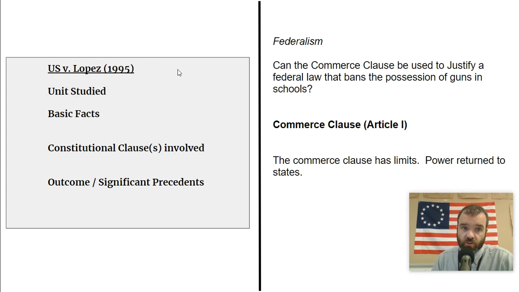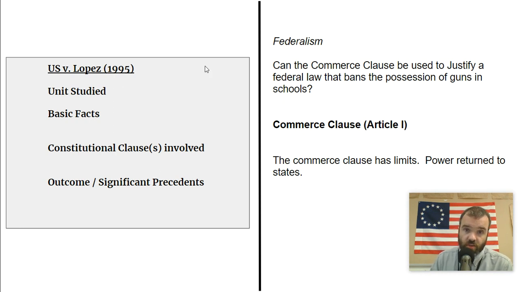Also in our unit on federalism is the case U.S. versus Lopez. And this is kind of a counterbalance to the McCulloch versus Maryland case, so you understand that there are cases that expand the power of the federal government as it relates to the states. There are also cases that restrict federal power and federal authority, and U.S. versus Lopez is one of those.